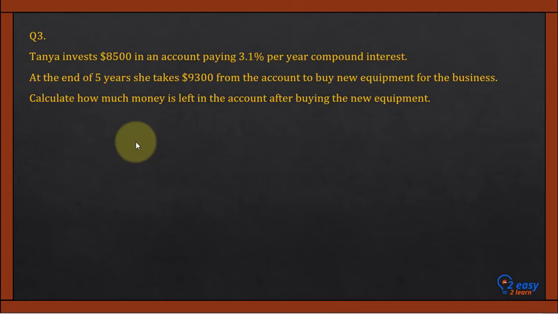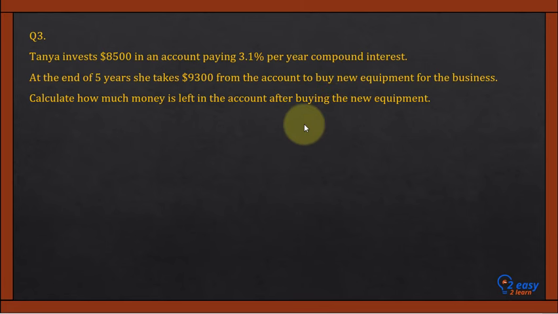Tanya invests $8,500 in an account paying 3.1% per year compound interest. It's a compound interest question, so we'll use the compound interest formula. At the end of 5 years, she takes $9,300 from the account to buy new equipment for the business. Calculate how much money is left in the account after buying the new equipment.